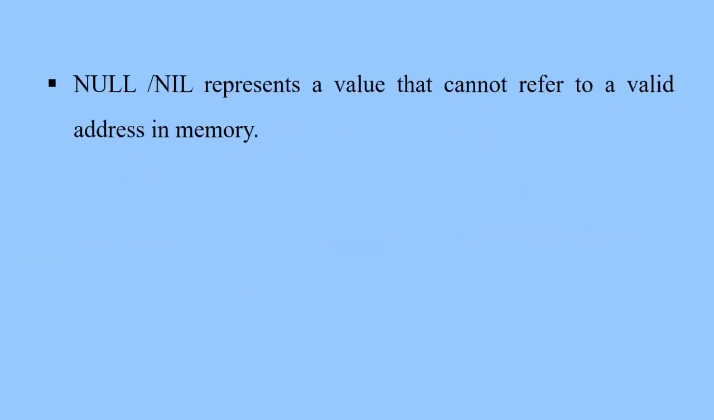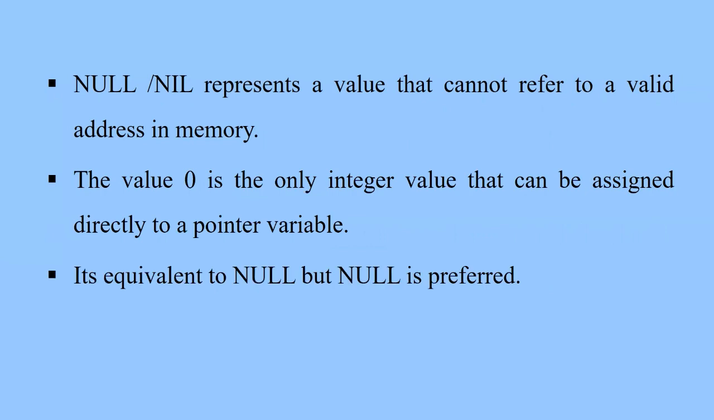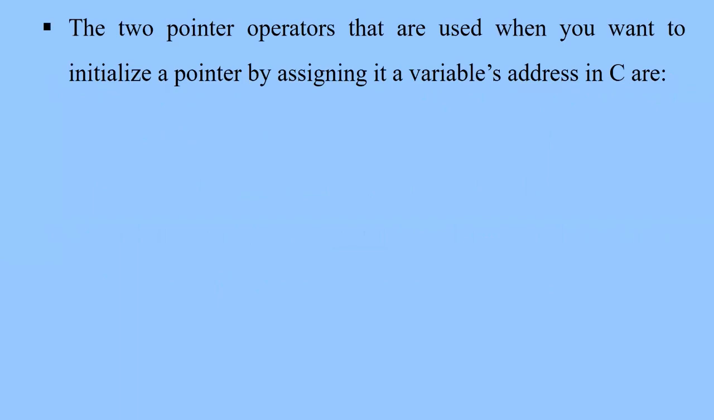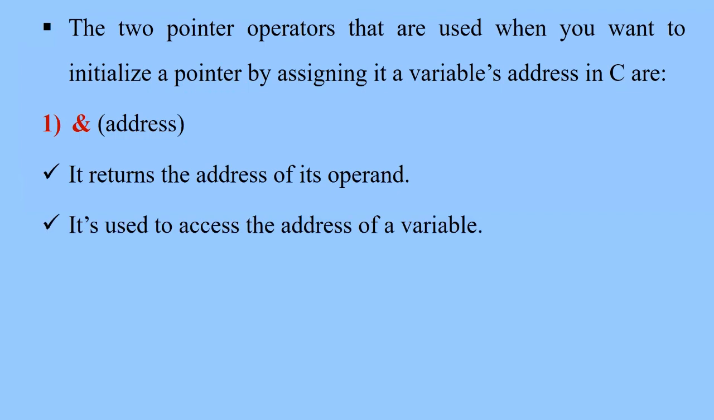Null or nil represents a value that cannot refer to a valid address in memory. The value 0 is the only integer value that can be assigned directly to a pointer variable. It's equivalent to null, but null is preferred. The two pointer operators that are used when you want to initialize a pointer by assigning it a variable address in C are, 1, the address operator, which returns the address of its operand. It's used to access the address of a variable.